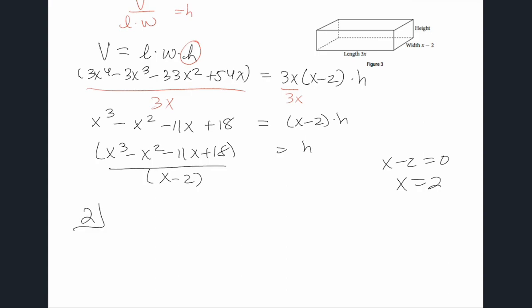So I'm going to put x minus 2 equal to 0 to find what goes in the corner of my synthetic division box. So 2 goes in the corner of my synthetic division box. Now look at my powers. They go 3, 2, 1, nothing. So that means my x's are ready to go. I'm just going to pull out their coefficients: 1, minus 1, minus 11, and 18.